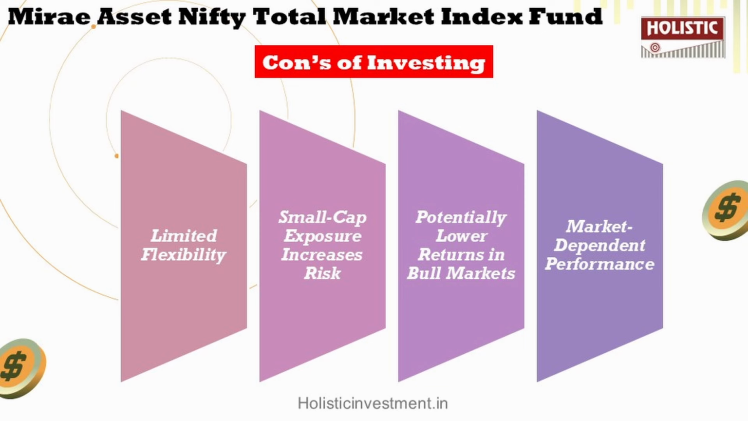So while broad exposure is great, the inclusion of small cap stocks adds more volatility to the fund. So small cap companies can be a little bit more unstable compared to large caps, which could mean sharper swings in value. Number three, potentially lower returns in bull markets. So during strong bull market periods, large cap stocks tend to dominate performance. So since this fund is diversified across all segments, it may not deliver as high returns as pure large cap funds during these periods. And number four is the market dependent performance.